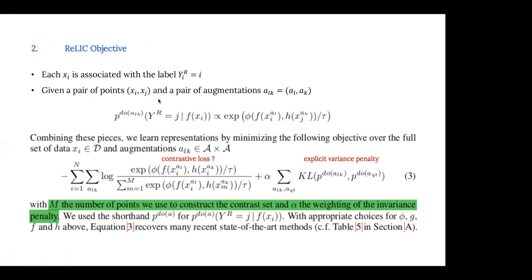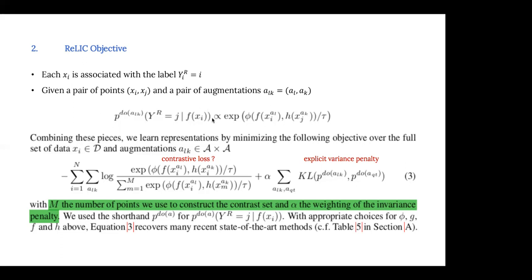So the formula they give, they estimate this conditional distribution by a simple softmax. And the phi function here refers to it. In the paper, they say that they will choose a function phi that measures the similarity scores between these two, right?